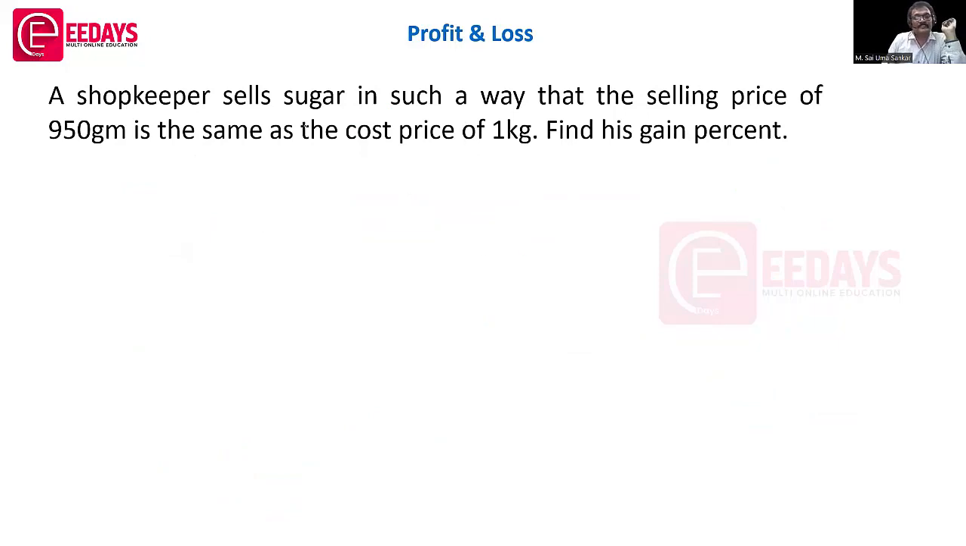A shopkeeper sells sugar in such a way that the selling price of 950 grams is that of the cost price of 1 kg. Find his gain percent.